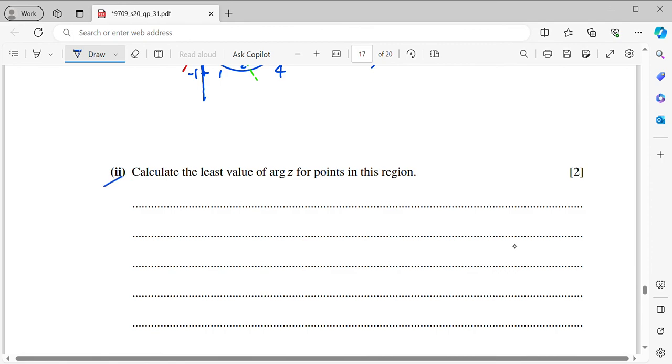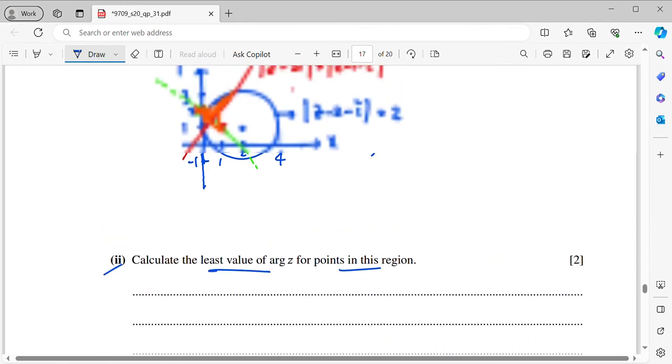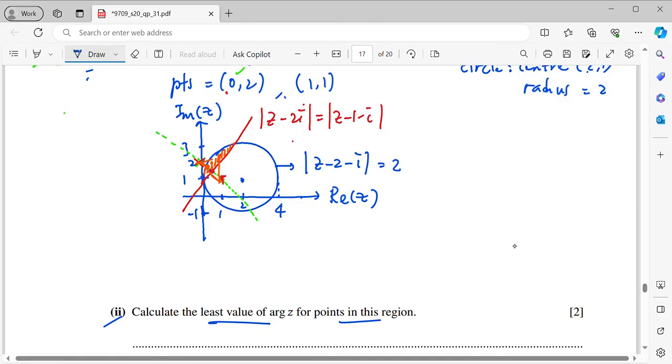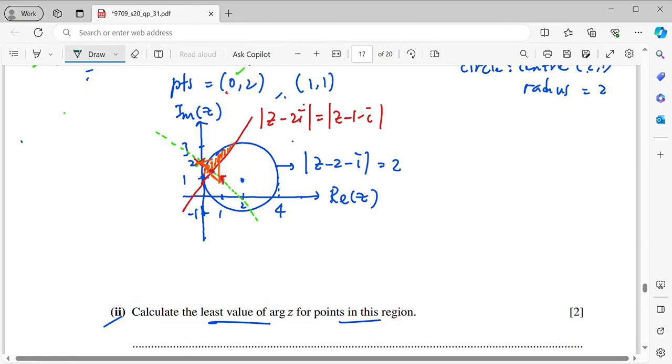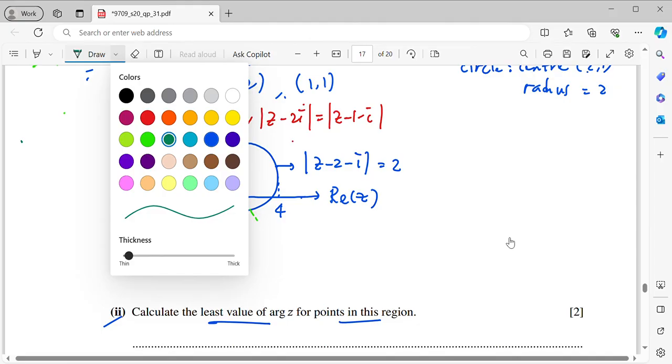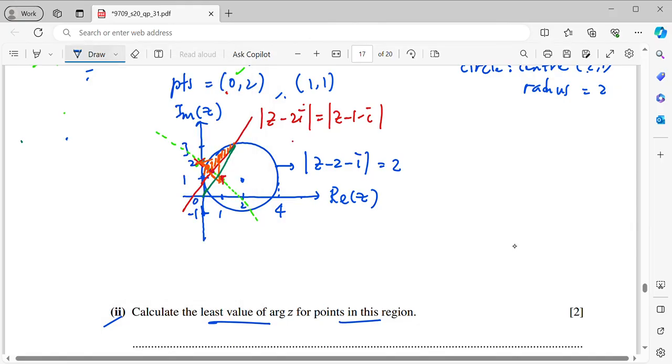Now, part 2, calculate the least value of argument z for the points in this region. Least value means the smallest value. So it means that the orange color will be the z. Okay, so obviously the argument always counted from the origin, right? So therefore this is going to be our smallest. This is our least argument. So this least argument happens when it is at 2, 3.